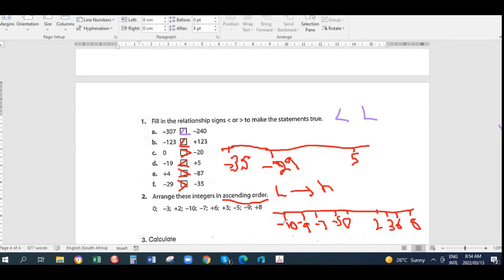So your lowest number is minus 10 or negative 10. And then if you did your number line correctly, you can use the numbers from here. Negative 10, negative 9, negative 7, negative 5. There is a 0 here as well. So you can use 0, 2, 3, 6, and then 8. 8 is the highest and negative 10 is the lowest. So you can use a number line to help you.